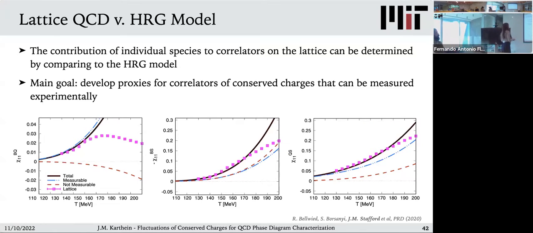Okay, so for each of those correlators, as measured on the lattice, all the lattice points are shown in pink, and the HRG model curves are shown in the different colors. So we can compare the total amount of this correlator from the HRG model to the Lattice QCD data to make sure the HRG model still works. We still can describe Lattice QCD data with the HRG model, which is shown by the agreement between the black curve and the pink dots. And then we can break down which species are measurable versus not measurable and try to capture what hadrons are actually contributing to these cross-correlators.